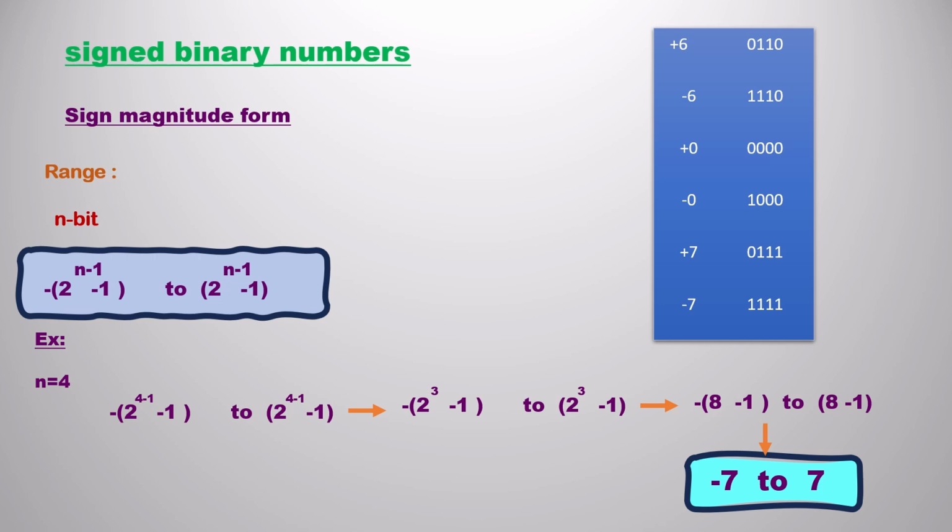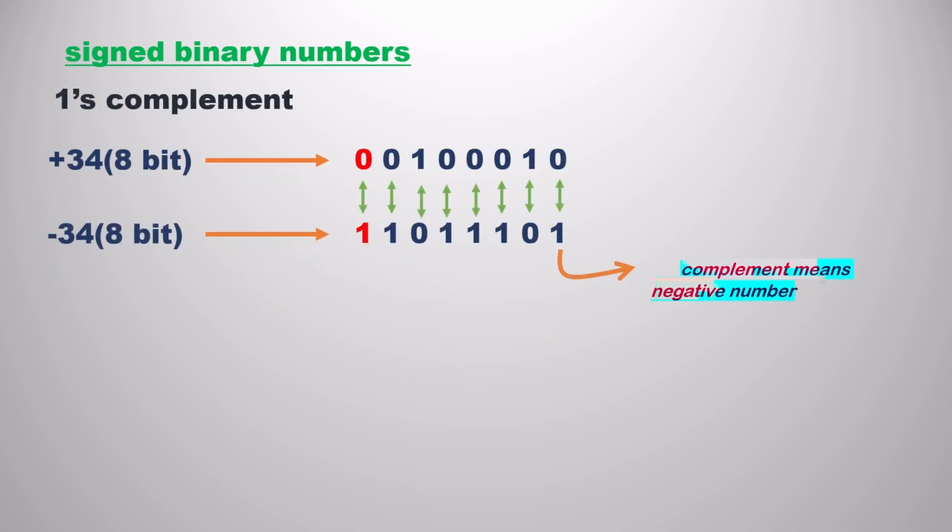So let's see the 1's complement. How it provides, we can check once. Let's consider the 1's complement. If you consider 34 in 8-bit, 34 can be represented like that. If you just invert all the bits, with zeros as ones and ones as zeros, that is our 1's complement. How is that possible? So let's see.